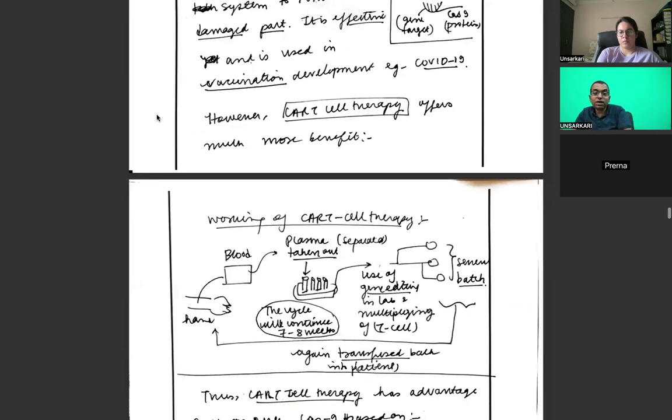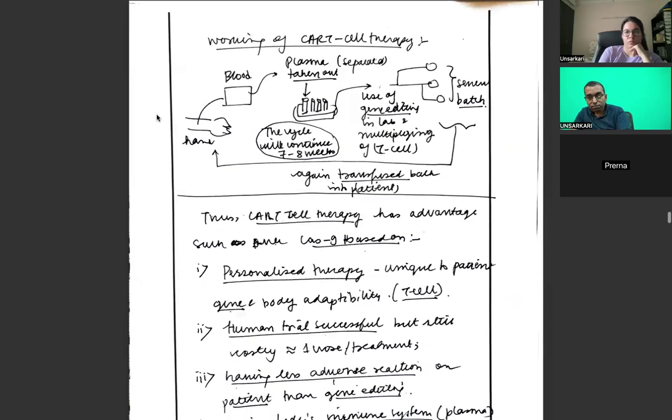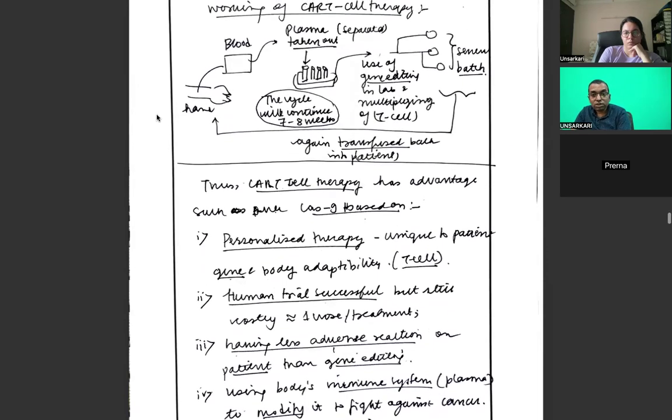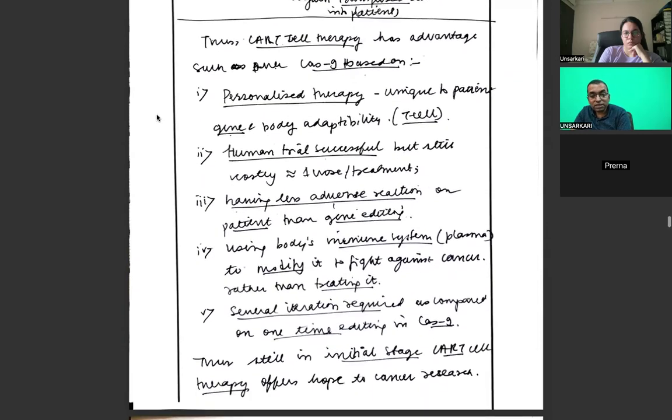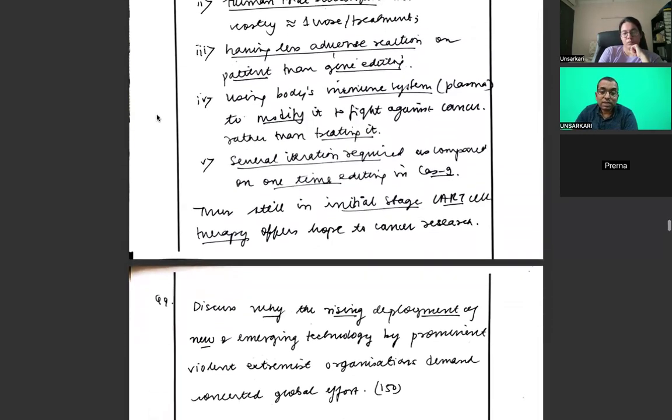Now this is the working of CAR cell therapy. Here is where the examiner is going to give more marks. So how blood plasma is taken, separated, the cycle will continue for 7 to 8 weeks. Use of gene editing in the lab and multiplying of T cells, and that is how the batches are reflected, again transferred back into the patient. CAR cell therapy has an advantage. Personalized therapy is a very good point. Human trial successful, having fewer adverse reactions, using the body's immune system, and several iterations required as compared to one-time editing in Cas9.